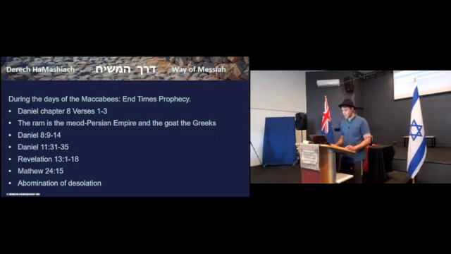So I believe that the ram is the Medo-Persian Empire and the goat is the Greeks. It's this ram beast with its horn emperor which provides us with the end times template, which we need to identify to fully understand the prophetic significance of Hanukkah. So if we go back to Daniel chapter 8, this horn represents the Antichrist character in this narrative. It's Antiochus Epiphanes. And during his reign, the study of Torah, as I said, was a capital offense.